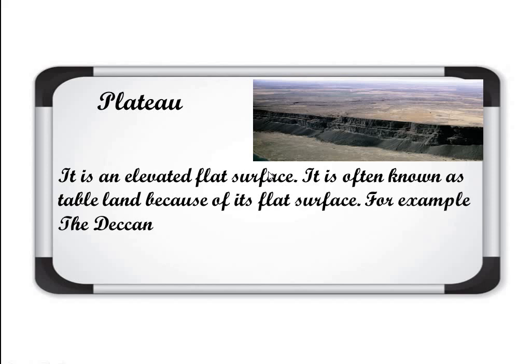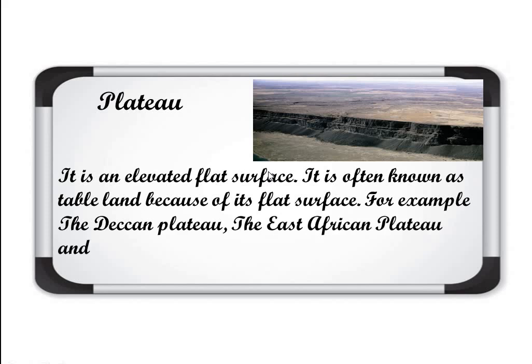For example, the Deccan Plateau. The Deccan Plateau is one of the oldest plateaus in India. The East African Plateau, the Western Plateau of Australia. So these are some examples that are given here, and see that as it is given, an elevated flat land, elevated that is high. So high land but flat at the surface is known as a plateau.